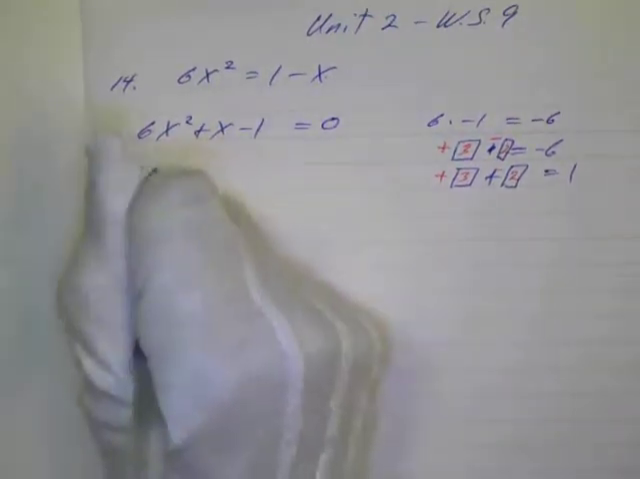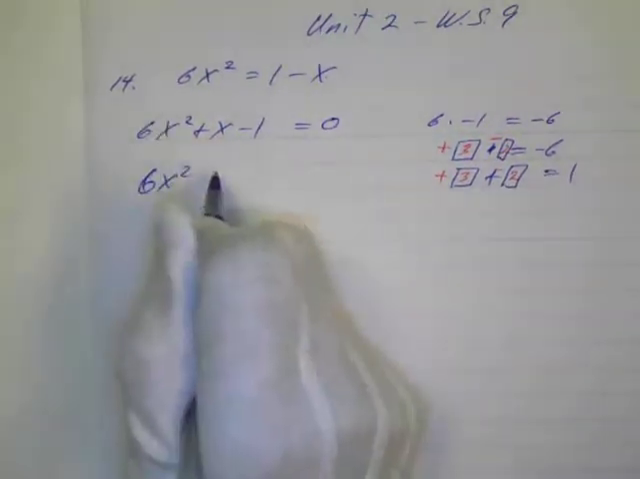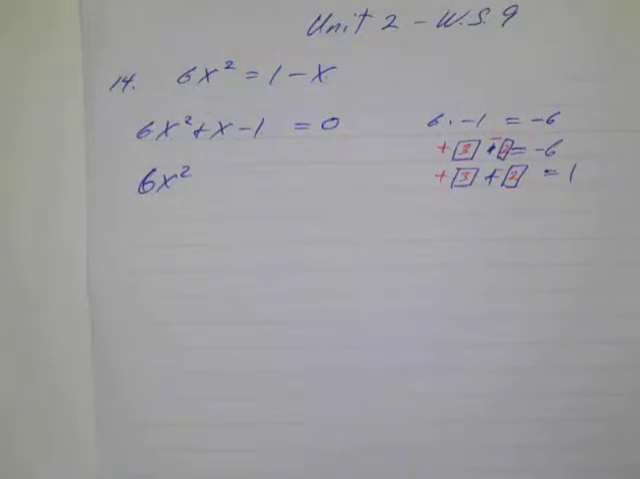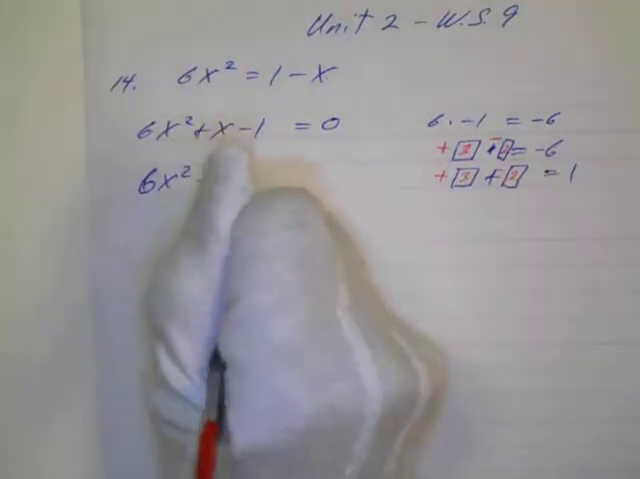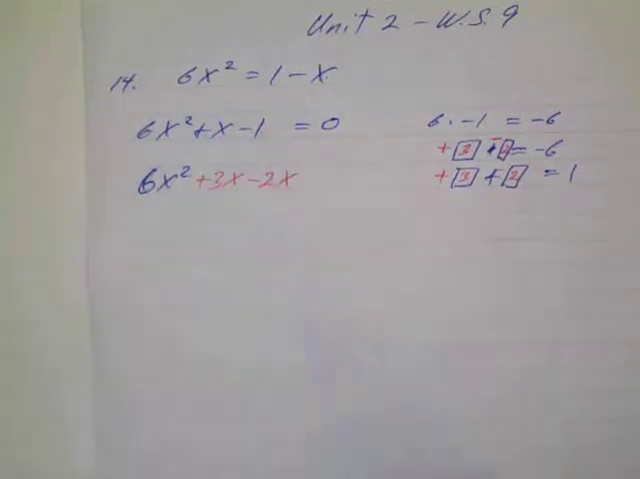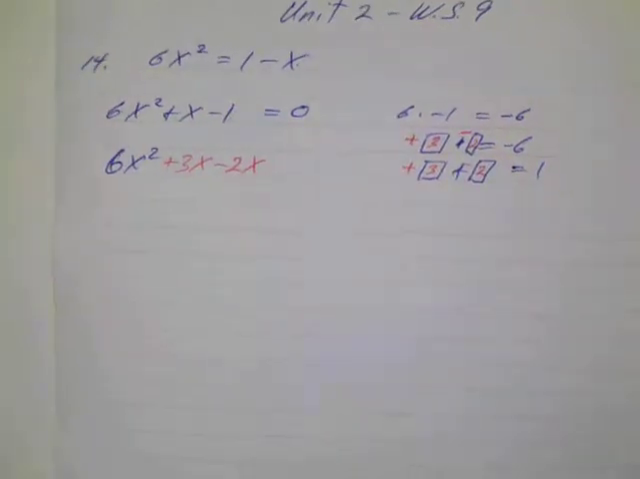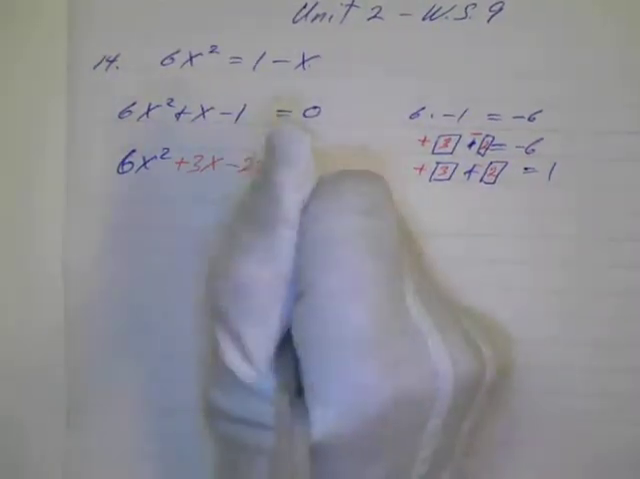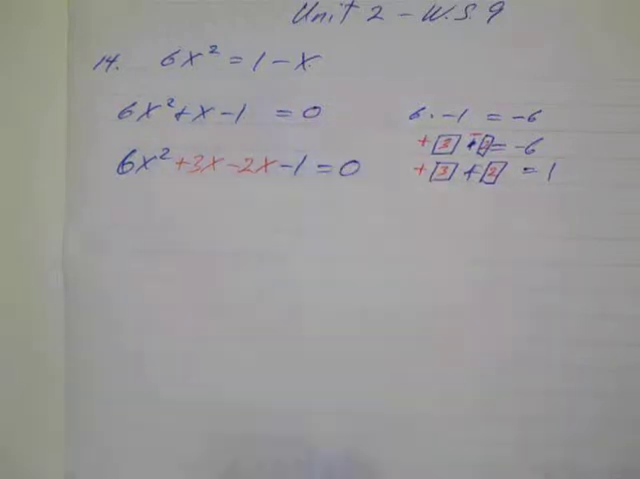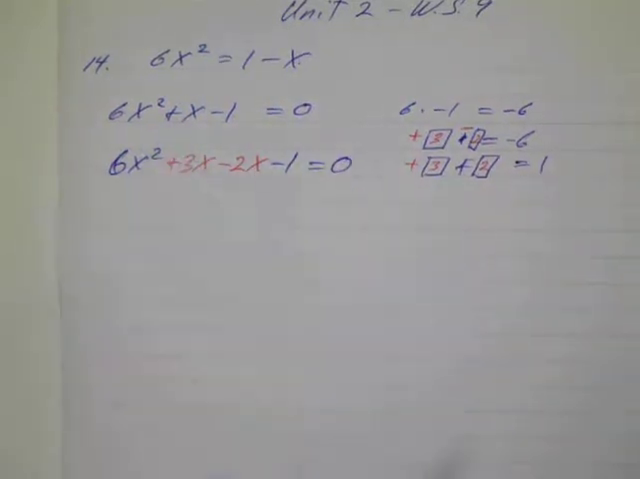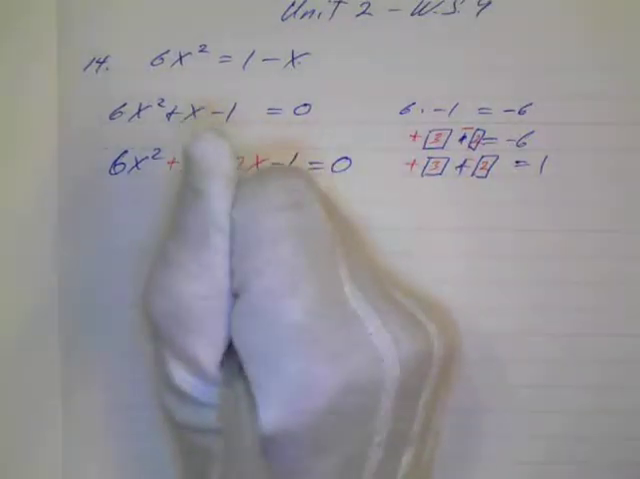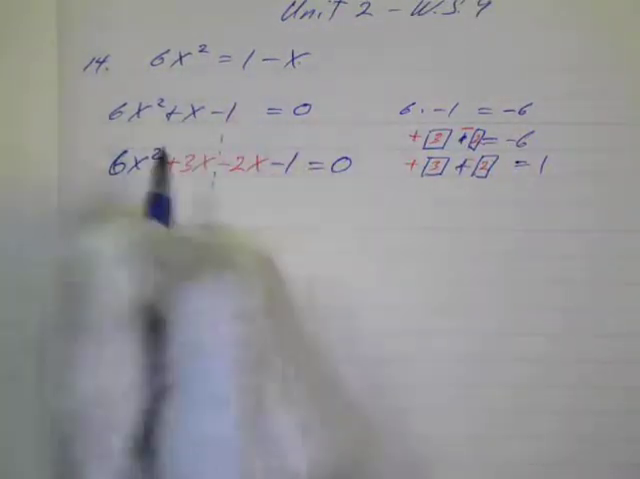So that's how I'm going to rewrite this. I'm just going to make that 6x squared. And instead of writing x, I'm going to write 3x minus 2x. So this is that method we went over in class. And minus 1, and that equals 0. Now notice that 3x minus 2x is the same thing as x, so we're okay. And then we're just going to do 4-term grouping, so we'll factor right down the middle.